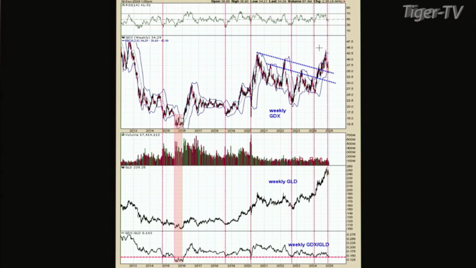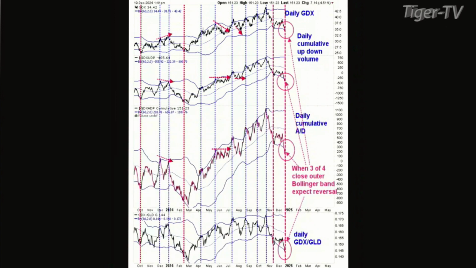If we flip to chart 6, this is more of the shorter-term version. The top window is GDX. The next window down is the cumulative up-down volume. The next one lower is cumulative advance-decline. The bottom window is the GDX GLD ratio, and I just put Bollinger Bands on it.